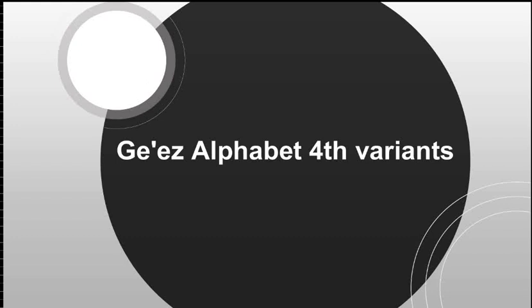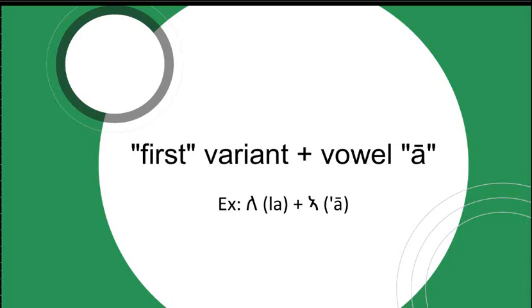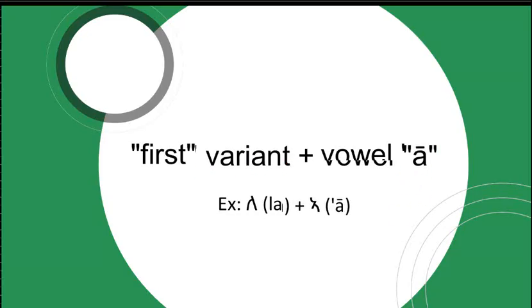Welcome back. Now we are going to pronounce the fourth variants of Giz alphabet. The fourth variant of Giz alphabet has such form: first variant plus vowel A, or altering vowel A on the first variant. It gives us the fourth variants.